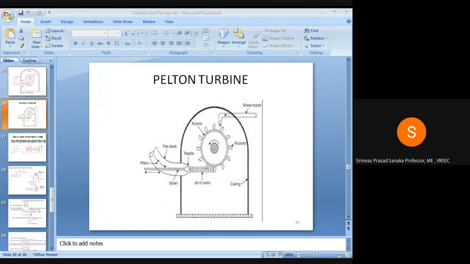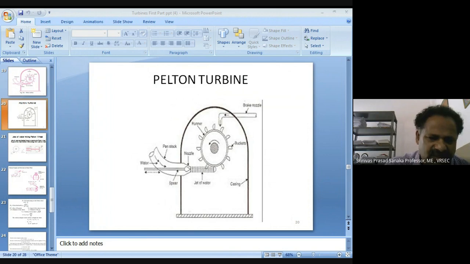Next, let us see what is the use of the braking jet. When the main jet is supplied, the turbine rotates in the anti-clockwise direction. But if you want to stop the turbine, first the input energy has to be controlled by reducing the flow rate coming onto the bucket of a turbine.